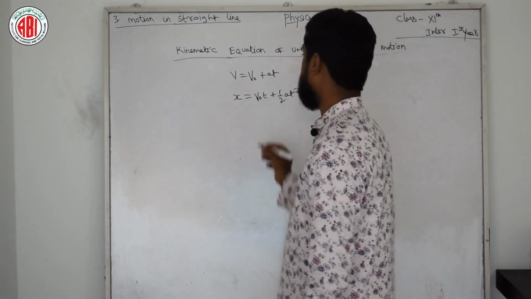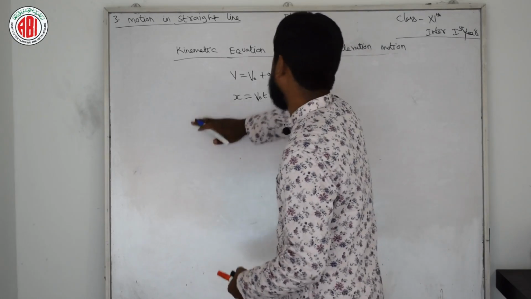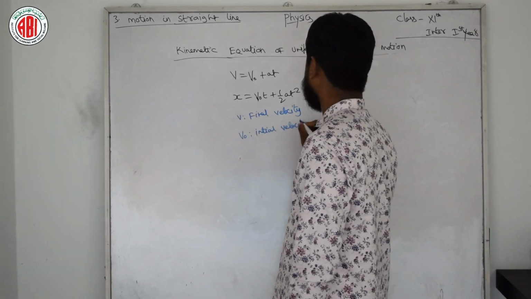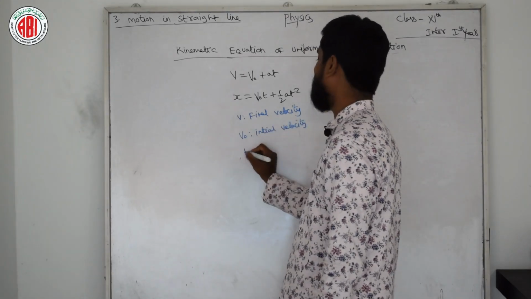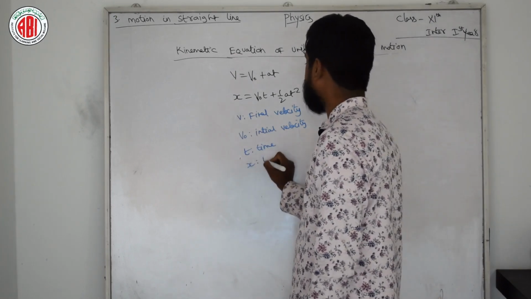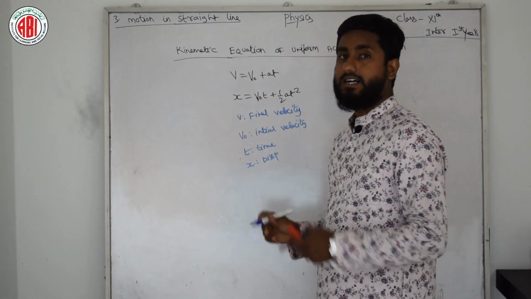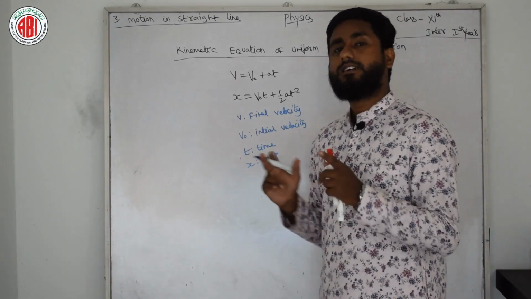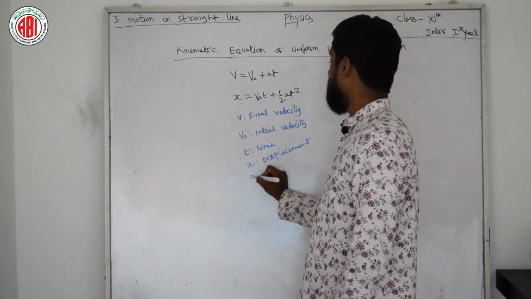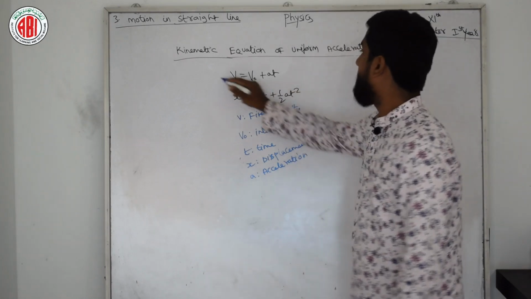Here v is the final velocity and v naught is the initial velocity. As for the other terms, t is time itself, no change in t. And x is displacement. In the previous case I said s is height, distance and displacement. Here x is only displacement, and a is acceleration. So you also have to copy these two equations.